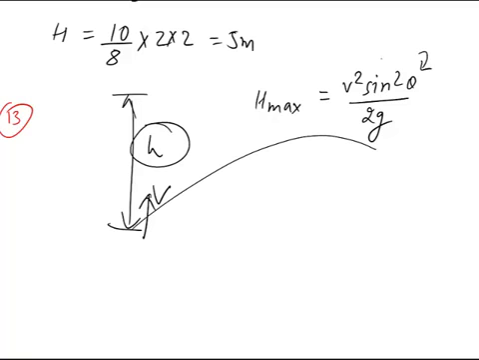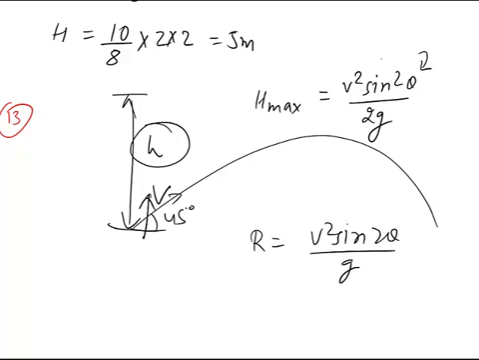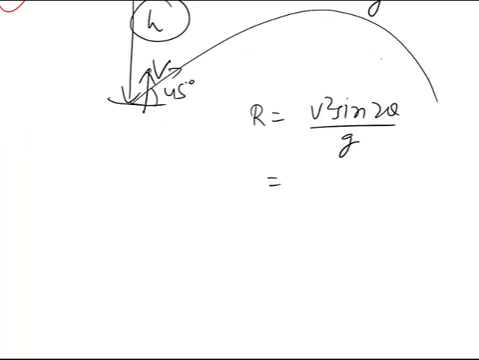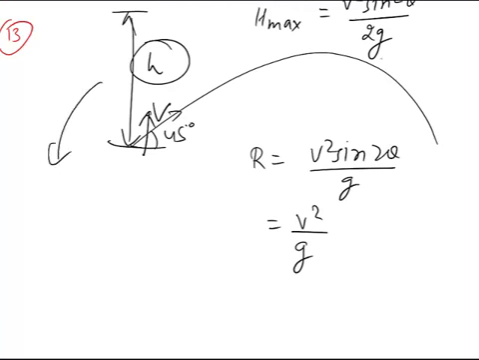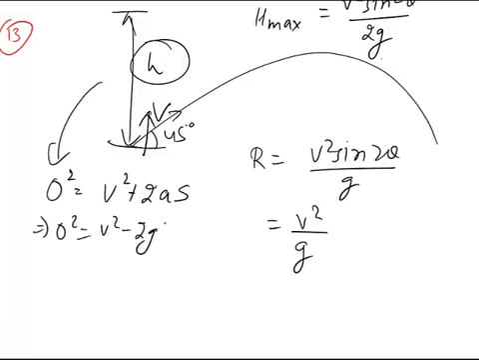The greatest distance would happen if he throws at an angle of 45 degrees, and in that case the range is v square sine 2 theta upon g. Theta equals 45 degrees, so sine 2 theta equals 1, so the range is v square upon g. And in this case, if we apply the formula v square equals u square plus 2as, then 0 square equals v square minus 2gh.